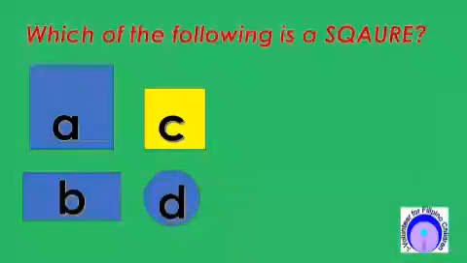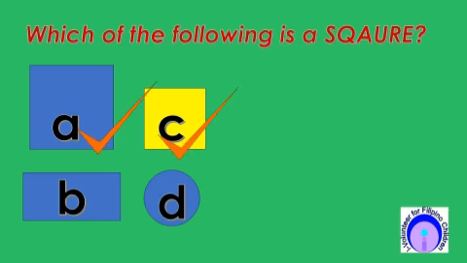Which of the following is a square? A square is a quadrilateral with 4 right angles and all sides are equal. Which among the choices is a square? You may choose more than one answer. In this case, the answer is A and C.